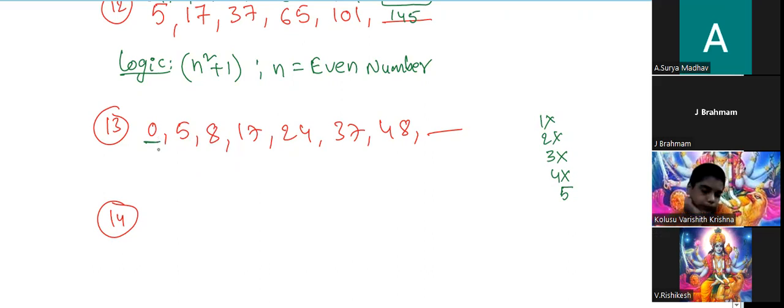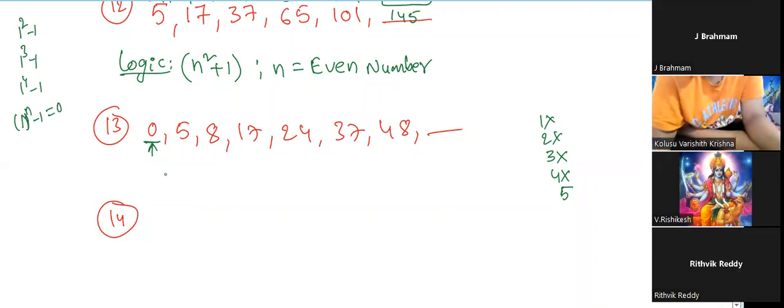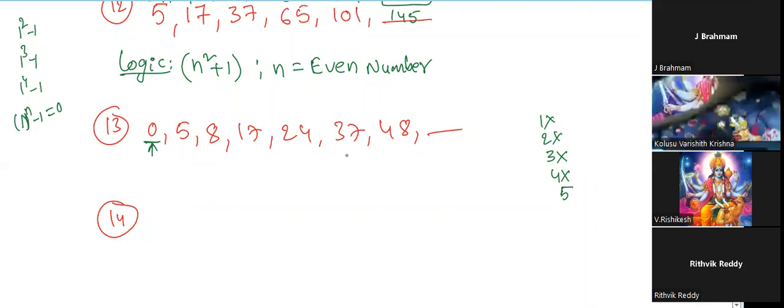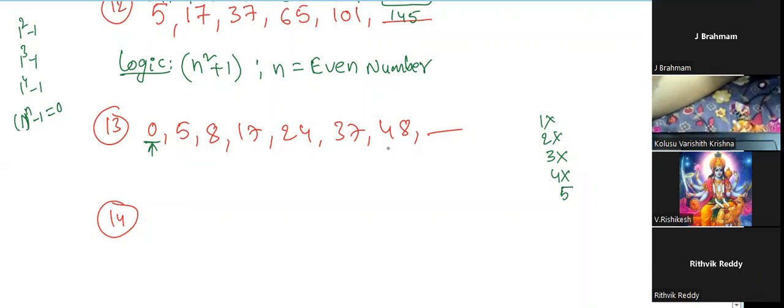And one more small hint here. Anywhere in the number series, if the first place is 0, probably that 0 may be obtained by 1 square minus 1, or 1 cube minus 1, or 1 power 4 minus 1. 1 power can be anything. Minus 1, it will be 0. So in that way, by seeing the numbers, tell me, all the numbers are below 100 only. All the numbers are in tens only.